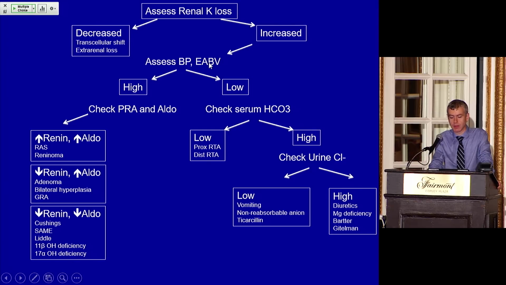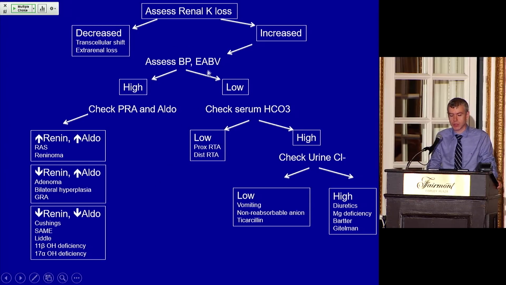Assessment of the blood pressure, the effective arterial blood volume. If you find this to be high, you might check a PRA and an aldosterone. And then you're into the whole differential of high renin, high aldo states, low renin, low aldo states. So high renin, high aldo associated with renal artery stenosis, reninomas. Low renin, high aldo predominantly with adrenal abnormalities such as adenomas, bilateral hyperplasia, glucocorticoid-remediable aldosteronism. And low renin, low aldo: Cushing's, Liddle syndrome, 11 beta and 17 alpha hydroxylase deficiencies.